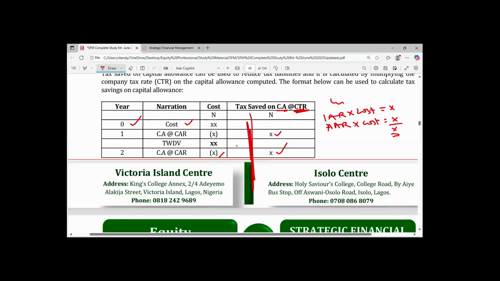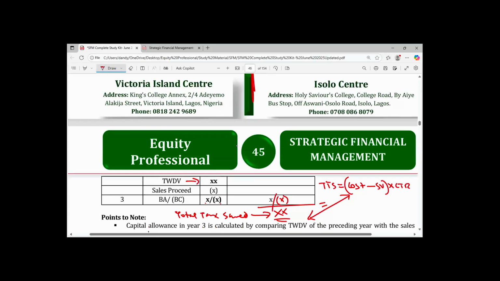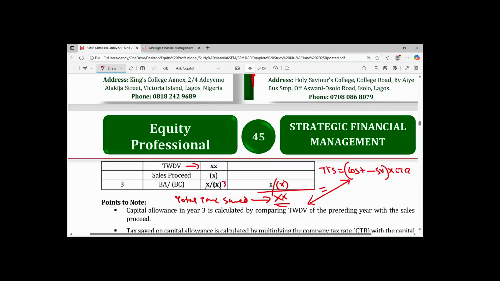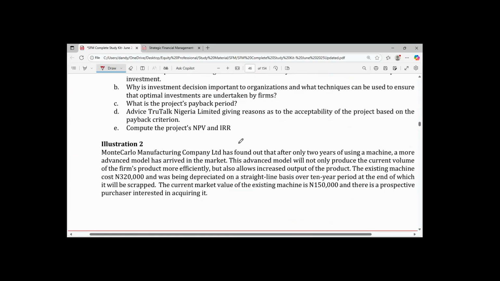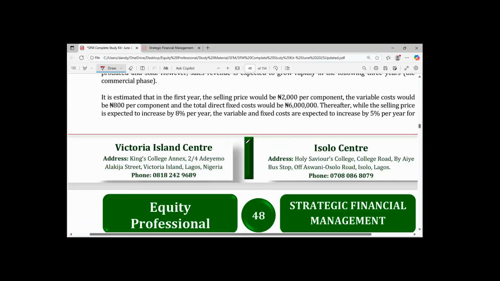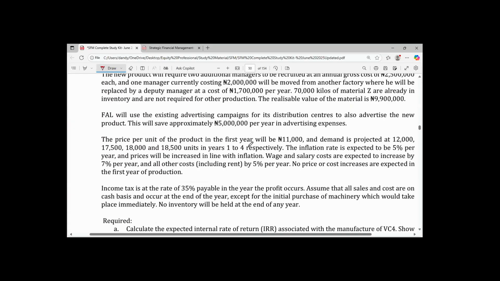Don't mind me. So all this capital allowance, the one you calculated in year 1, capital allowance of year 2, then capital allowance of year 3. So all those figures, you come and post them there, you come and deduct them from the profits, right? You come and deduct it from the profits.